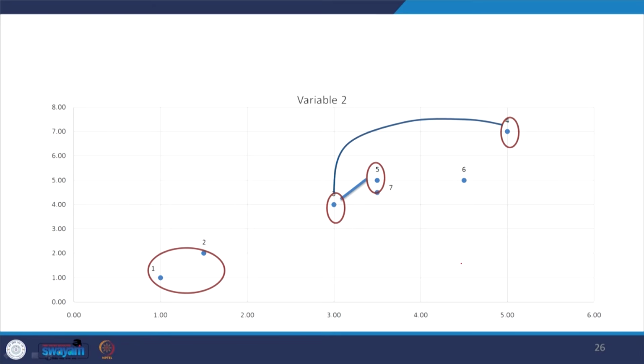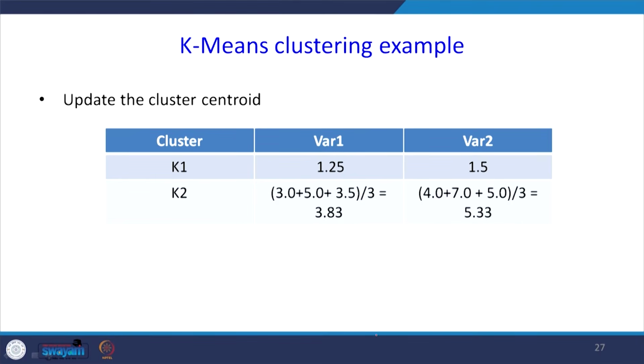So, we will assign this point also to cluster 2. Before going to the next variable, we will update the centroid of cluster 2, because in cluster 2 there are now 3 points: (3, 4), (5, 7), (3.5, 5). For variable 1 we find the centroid, nothing but the average, 3.83. For variable 2 in K2, the centroid is 5.33. This is the new centroid for our K2.